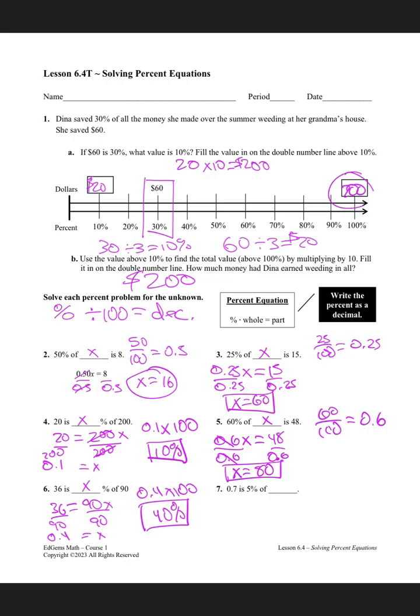Pitter patter. Number 7, we've got 0.7 is 5% of what number? We've got a percent, so let's change that to a decimal. So we've got 5%, so 5 over 100. When we do that, we should get 0.05. Okay, so we're going to go 0.7 is 0.05 of what? We don't know, so that's our variable. Divide both sides by 0.05. And I get x equals, so 0.7 divided by 0.05 is 14.